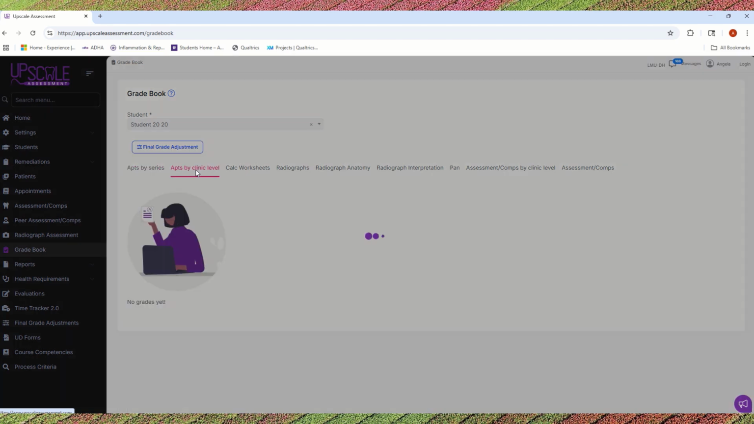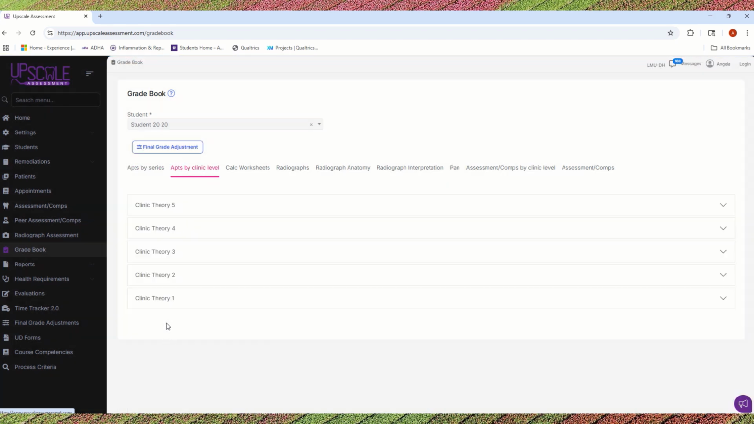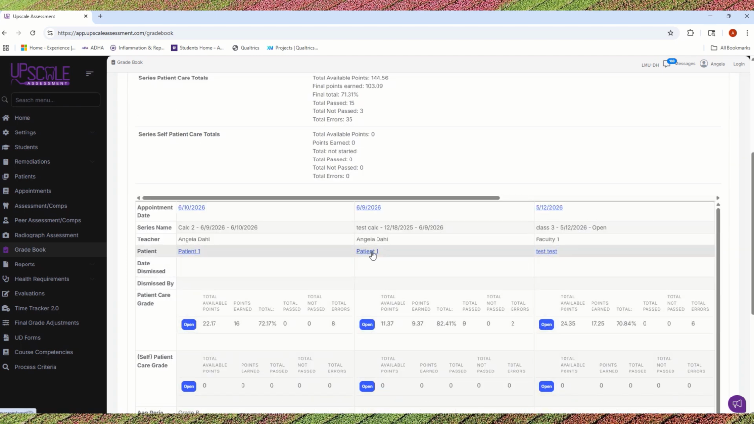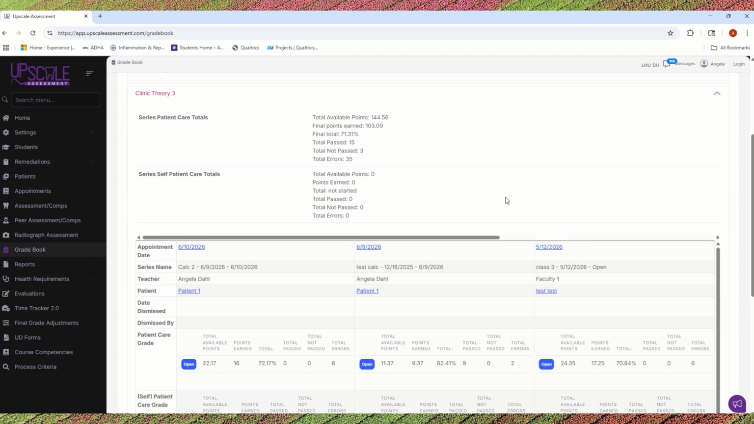The appointments by clinic level, if you wanted to take a look at here, they have clinic 1, 2, 3, 4, 5. So say we're in clinic 3, we're going to click on clinic 3, and then this is going to tell you how many patients this student has completed. But take a look up here. It will show that overall, this person has seen 15 patients.